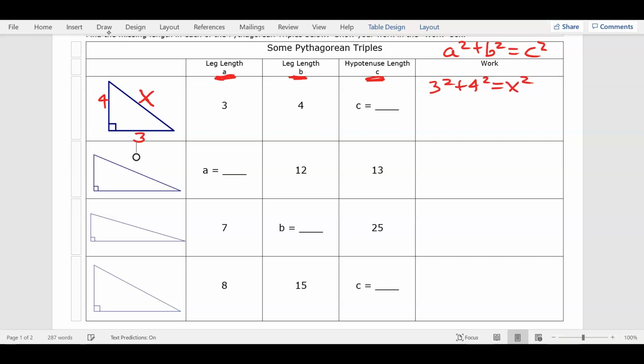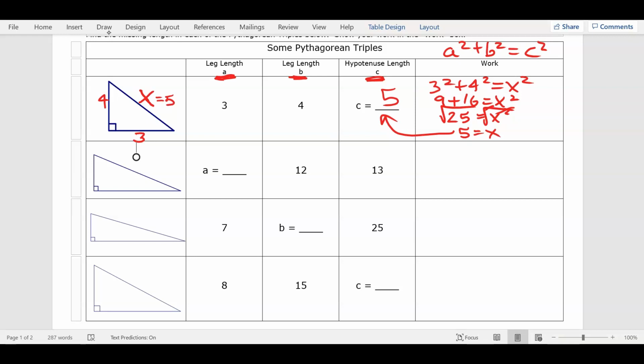I would write small and start at the top because you got to have room to do work in that little box, okay? Probably should have made more room. Anyways, 3 squared is 9. 4 squared is 16. Add them up. 9 plus 16 is 25. And then, like we said, to get rid of a square, you square root. What times what is 25? 5. The square root of 25 is 5. So my missing side is 5.